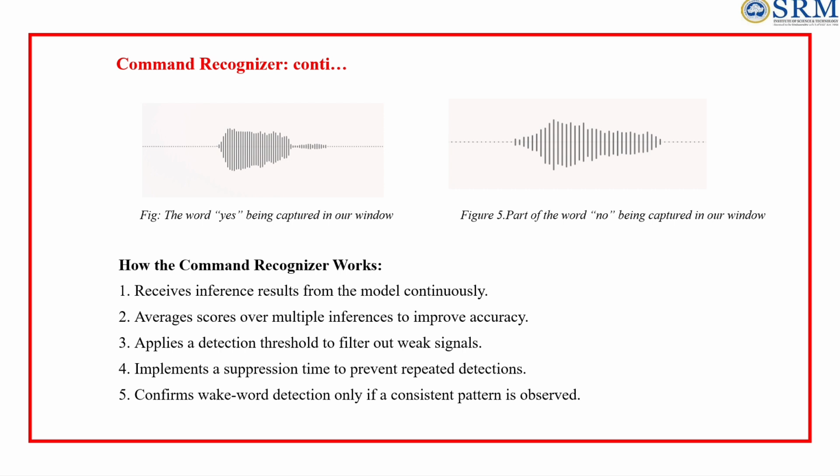It also uses a suppression time, meaning once a wake word is detected, the system will wait briefly before accepting another detection. Finally, a wake word is only confirmed if a consistent pattern of strong predictions is observed. This combination ensures that the recognizer is both reliable and resistant to noise.